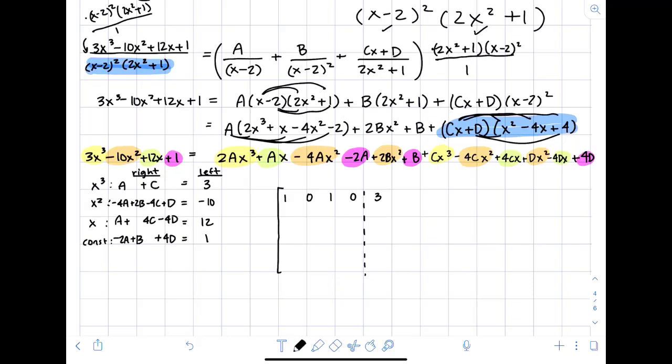Okay, next we have negative 4a. Don't need the letters in there, huh? Negative 4, 2, negative 4, 1, negative 10. For the next, we have 1, 0, 4, negative 4, 12. And for the last, we have negative 2, 1, 0, 4, 1.